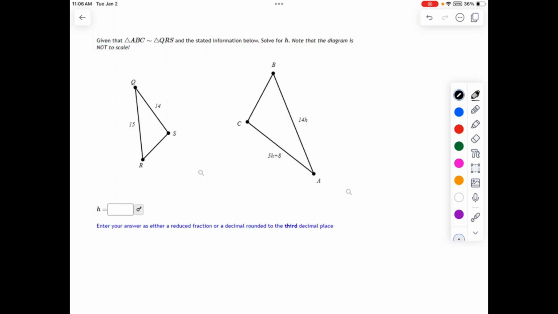Hello and welcome. So, given that we have two similar triangles here and all of the stated information, solve for h. Alright, so when we're going through this, anything similar triangles, we want to figure out, okay, what two triangles are you looking at? Whether these are going to be like two triangles on top of each other, whether they're going to be like the bow tie triangles, right?